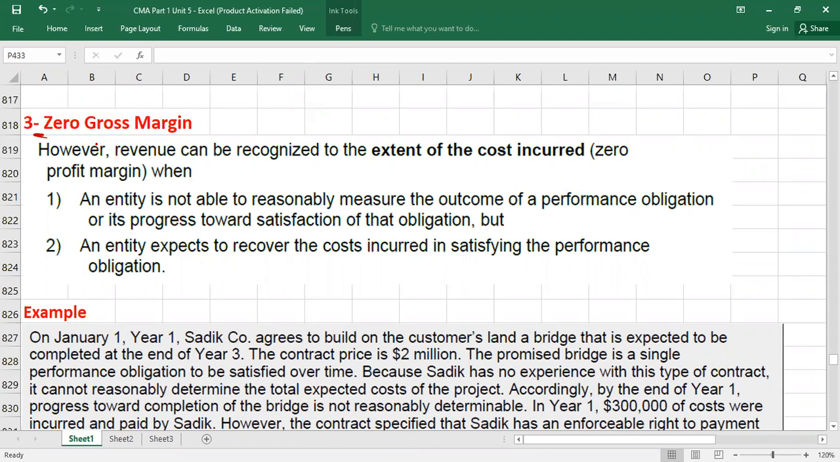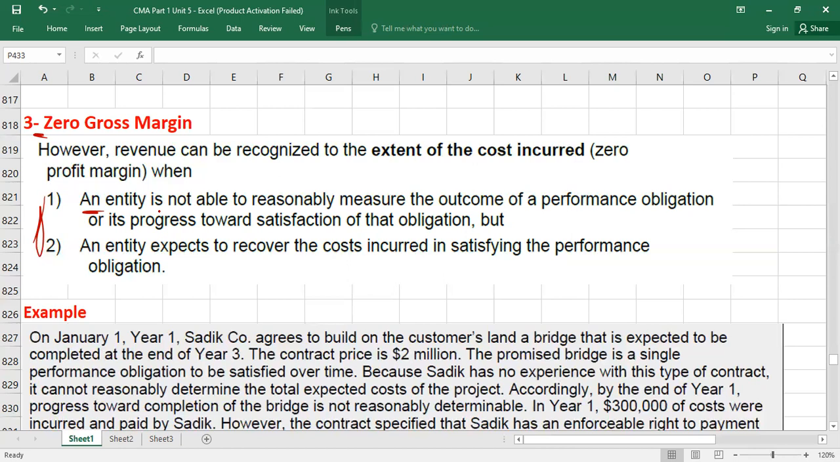Then you should apply. Otherwise, priority should be input method or output method, not the zero gross margin method. This method you should apply only if these 2 conditions are met. Condition number 1 is what? Actually, in condition number 1, it is written where it is not possible to apply input method, and it is also not possible to apply output method.